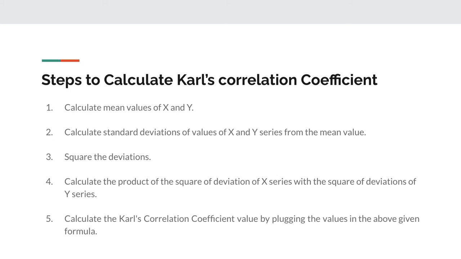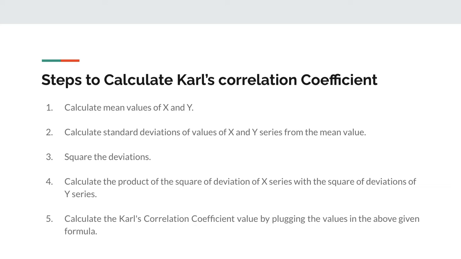Let's go over the steps to calculate Karl's correlation coefficient. The first step: if we are given two signals x and y, we need to calculate the mean values of those points. Next, we'll need to calculate the deviations of the values of x and y from the mean value. Third, we'll need to square these deviations. Next, we'll need to calculate the product of the squares of the deviations of the x series with the squares of the deviations of the y series. And lastly, we'll calculate Karl's correlation coefficient by plugging the values into the above formula.